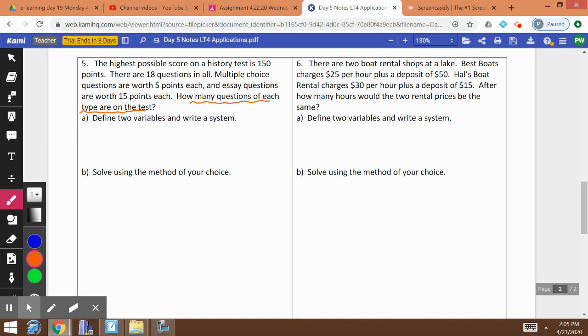Now, is it always going to be a question at the end that you're going to look at? Might not be at the end. It might be somewhere else. You might have to interpret it. But this one is a good one to think, okay, how many questions of each type? So we've got 2 different types.